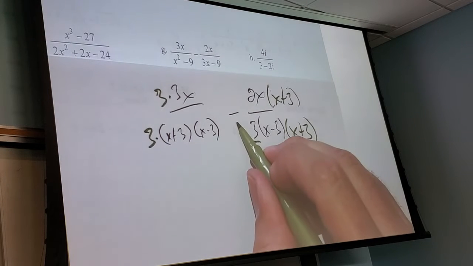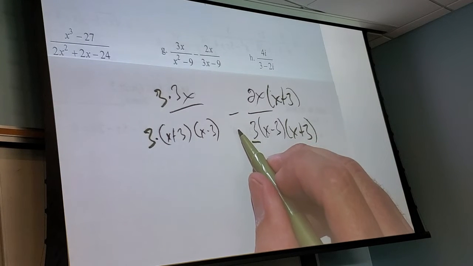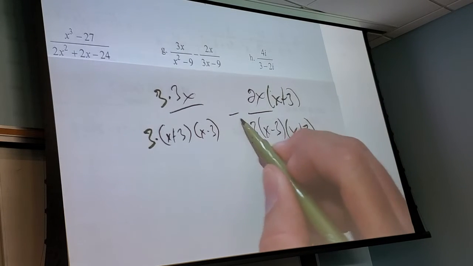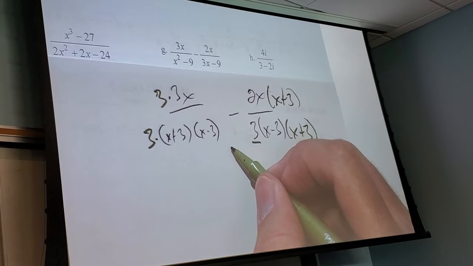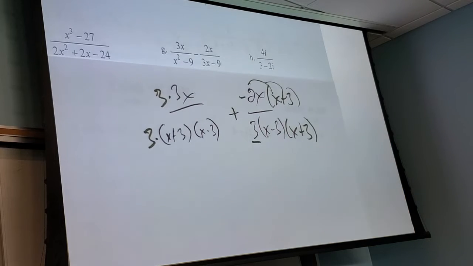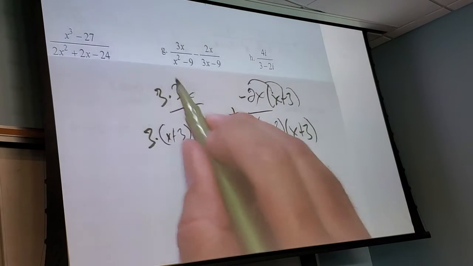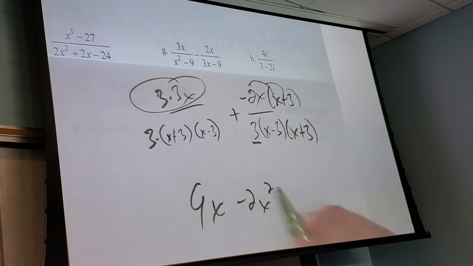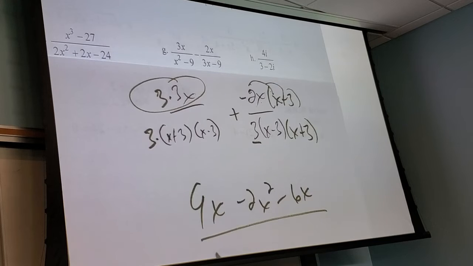Now, whenever you have a minus in the middle, one thing you can do for yourself to remind yourself that the negative's got to go through is, how can I rewrite like 3 minus 5? Isn't that 3 plus negative 5? Can't I make that a plus and negative? See how now you're not going to forget to bring the negative through? So here I get 9x. Here I get minus 2x squared minus 6x, right? All over 3 times x plus 3 times x minus 3.